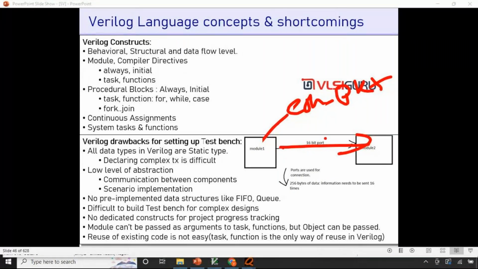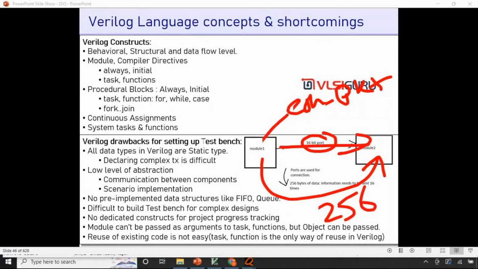16 bits, next 16 bits, next 16 bits. You'll have to do almost 256 transfers. I'm just telling you roughly. It could be 256 or 500 transfers so that the whole packet goes here. That is called low level.